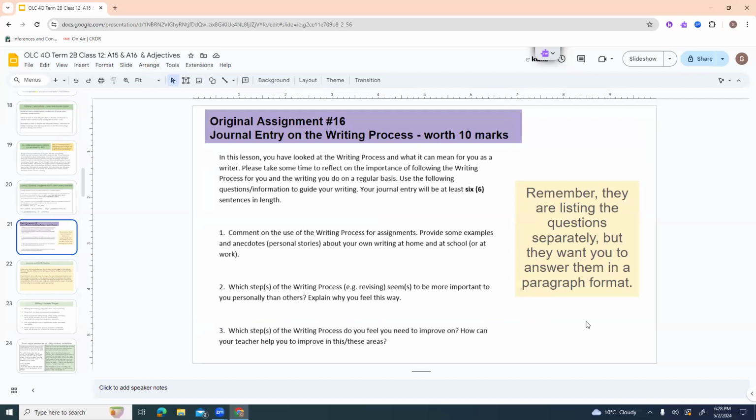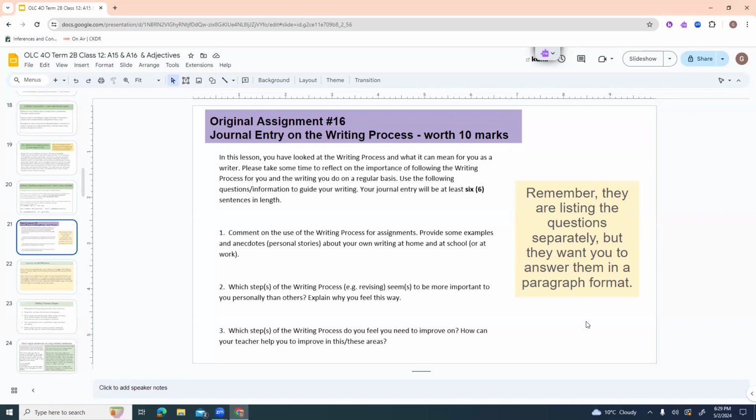Okay, so that will give you information to be able to do exercise 15. This is looking at the original assignment for number 16. It is a journal entry on the writing process. It is worth 10 marks. They've listed the questions separately, but it's just because they're trying to make it obvious to you. They still really want you to answer them in a paragraph format, okay?